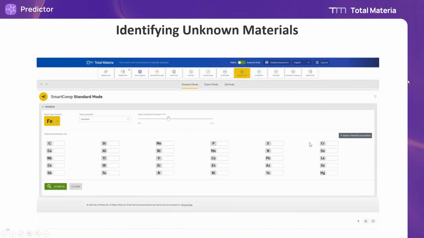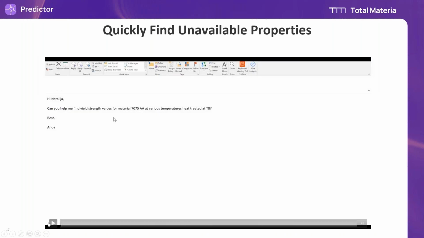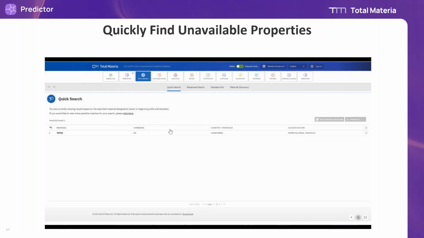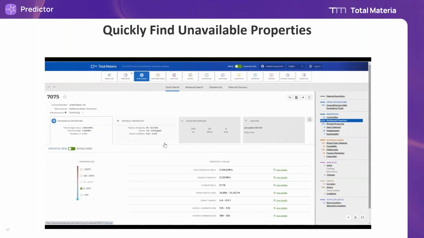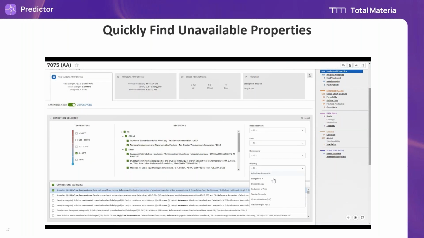So let's quickly explore another example. In this scenario, we're looking for yield strength values for aluminum 7075 at various temperatures, heat treated at T8. So we can use the curated data of Total Materia Horizon. First, define this material by its numerical designation, as my colleague has done, and we explore the data sets which are already available to us.